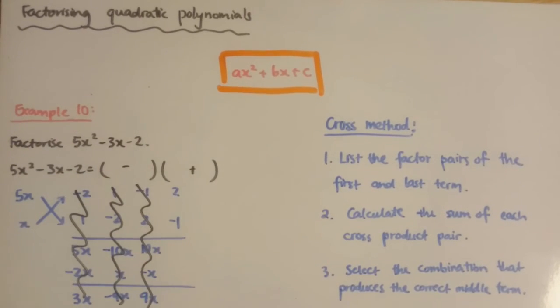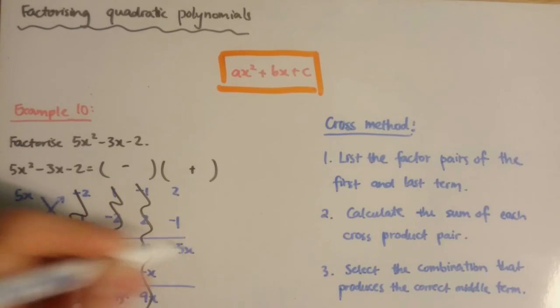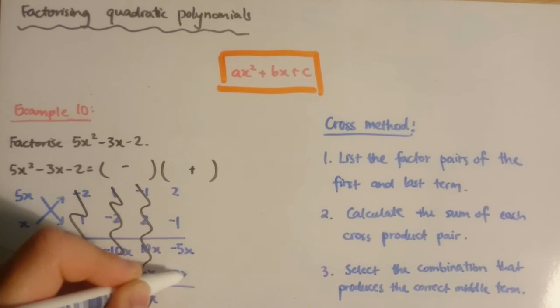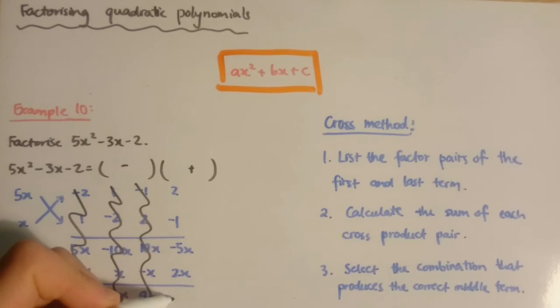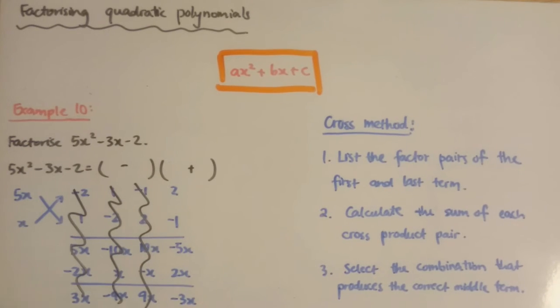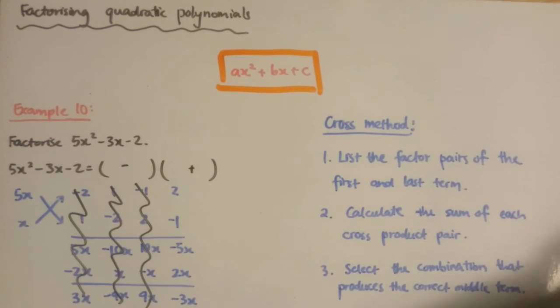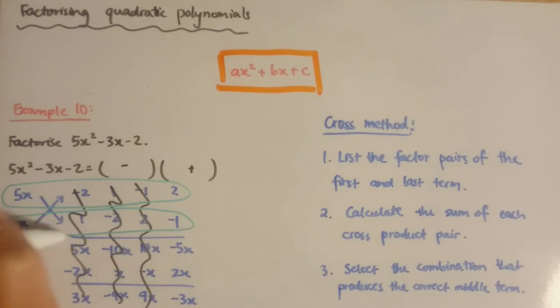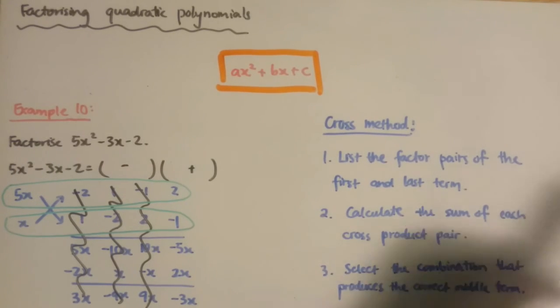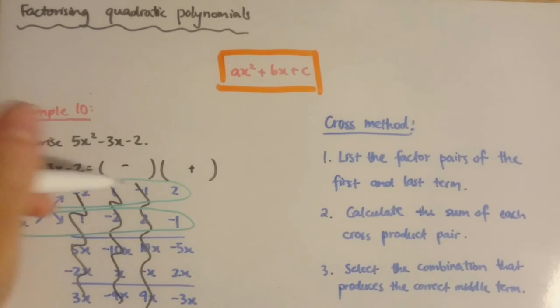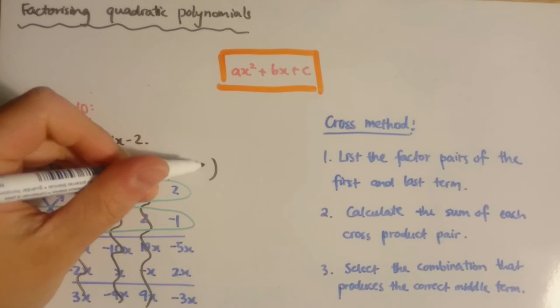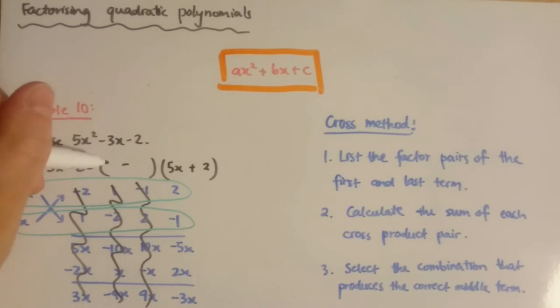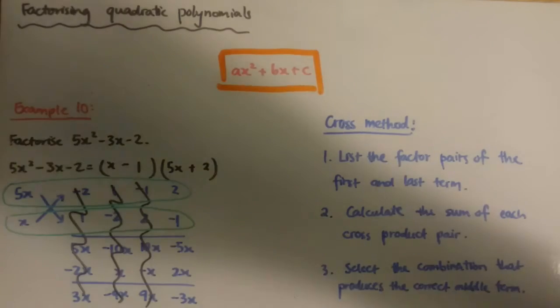Always seems to be the last one. 5x times negative 1 is negative 5x. X times 2 is 2x. Add them up and we get negative 3x, which is what we want. So we go through, we want to select that combination, circle the pairs, and pop them into our brackets. 5x plus 2 is one pair, and x take 1 is our other pair.